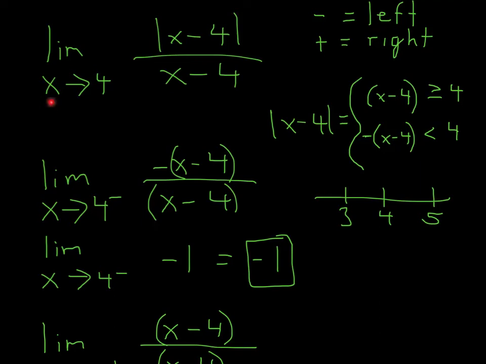So here's the problem. The limit as x approaches 4 of the absolute value of x minus 4 over x minus 4. So what you need to do, as with all limits, is just plug it in. So try it. 4 minus 4 equals 0 and 4 minus 4 is 0. So 0 over 0, that's indeterminate, and we need to do something different.